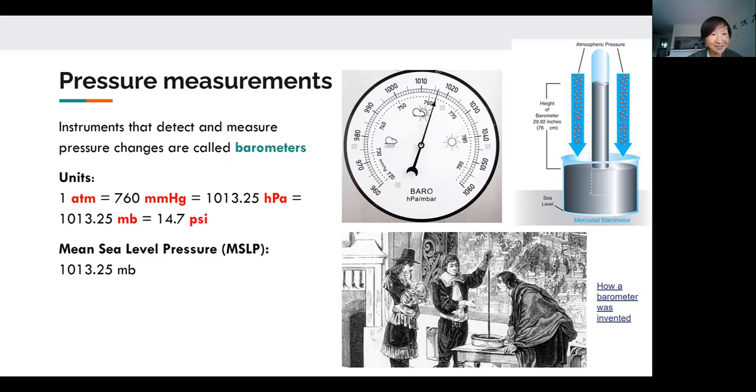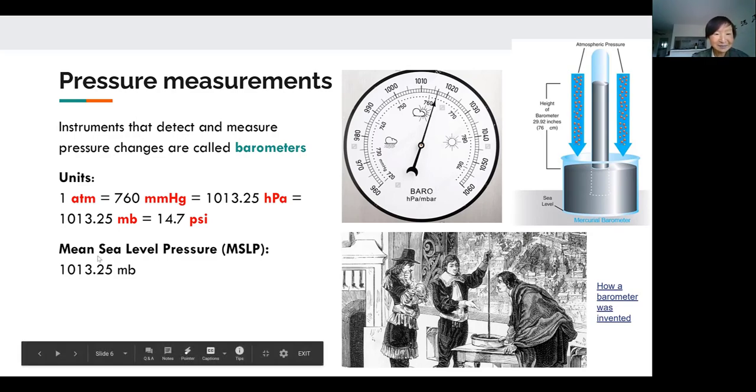is 760 millimeters of mercury. But we do have other units to measure air pressure. One ATM, one standard atmosphere, equals this many millimeters of mercury, equals this many hectopascals, equals the same amount of millibars, and PSI. What is PSI? Pounds per square inch. So that means every square inch, you will have 14.7 pounds of pressure if you are at sea level. That's a lot, right? And here, the mean sea level air pressure is this number. I want you to memorize it.